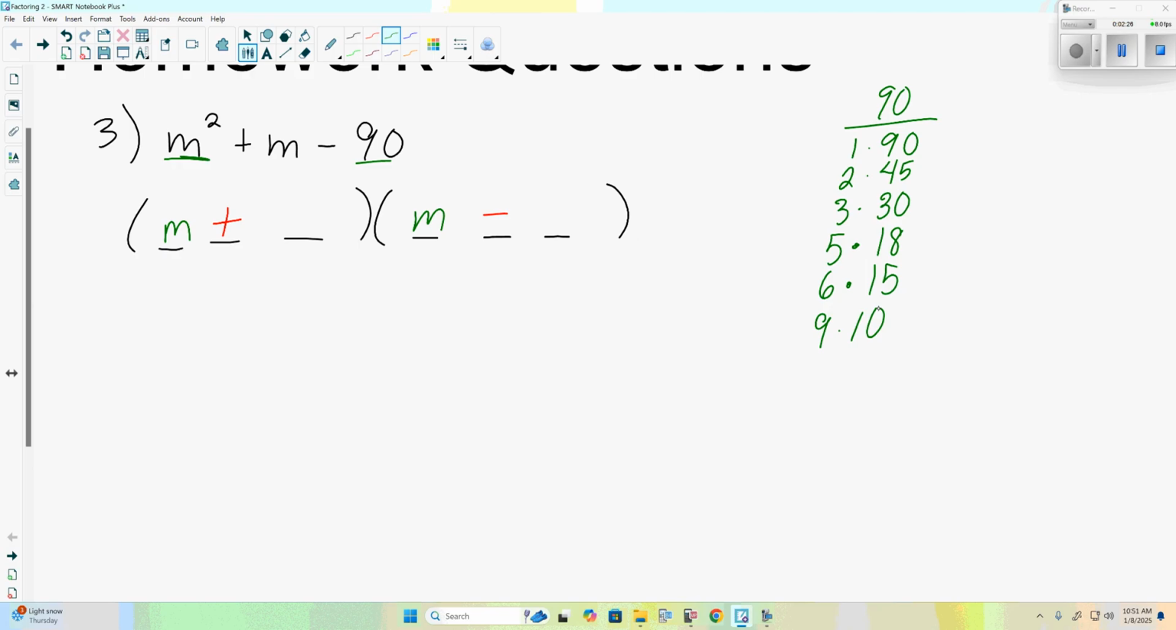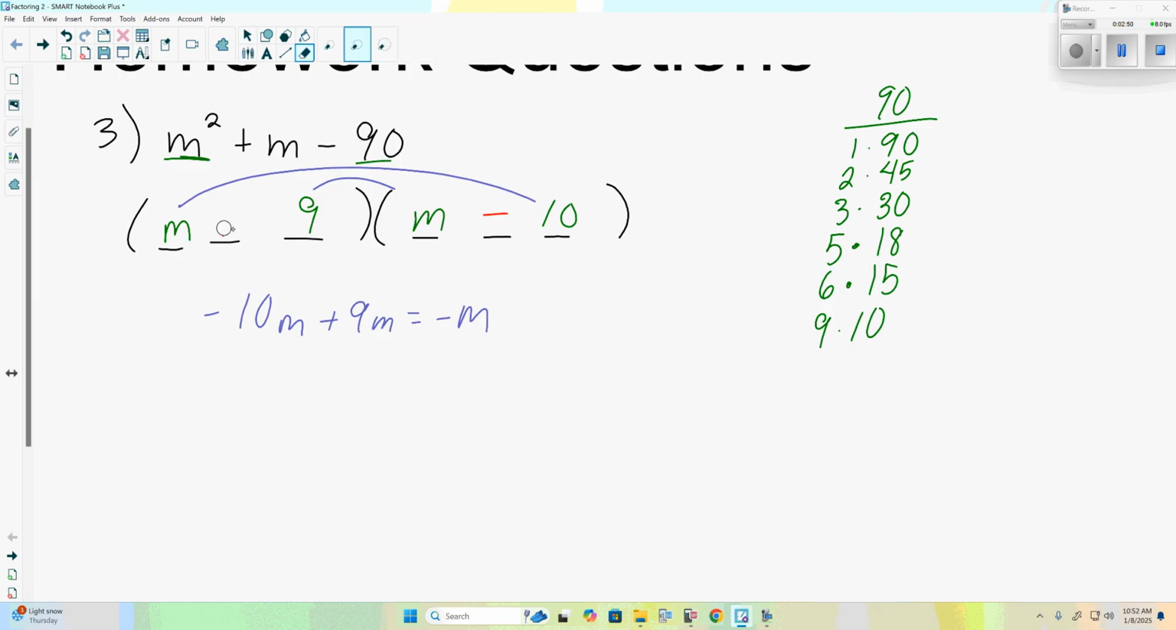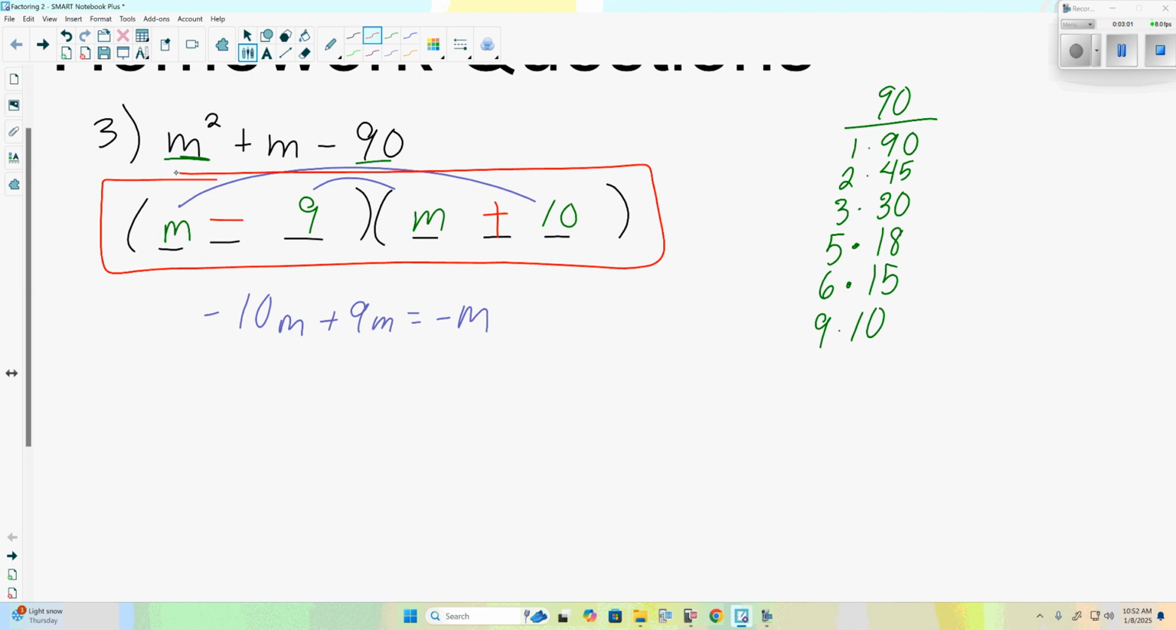Nine and 10. Which one do we want to put first? We can see, and if we need to switch it, we can. So we'll do 10m times negative 10, which will be negative 10m. 9 times n is going to be positive 9n, which will give us negative m. Since we got the correct number but wrong sign, we can flip the signs, telling us that the correct factorization would be m minus 9 times m plus 10.